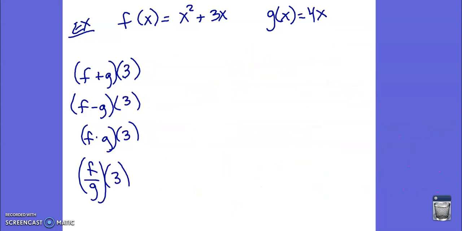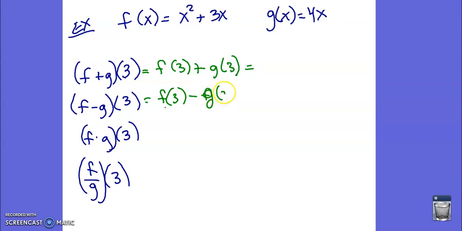All right, so let's look at more specifically, f plus g of 3. What this means is f of 3 plus g of 3. And same thing here, we're going to do f of 3 minus g of 3.